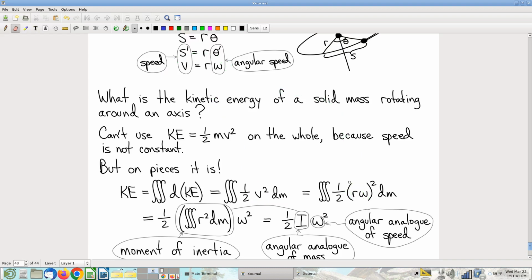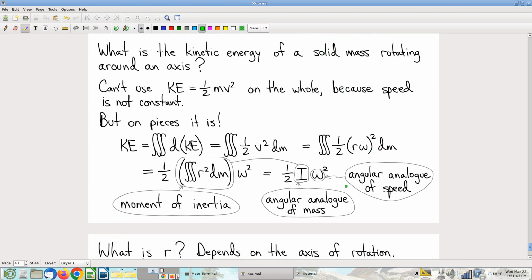And when you have something that's rotating around an axis, the angular speed is a constant. That's why the mass doesn't break apart. Everything's kind of going around at the same rate. 2 pi per period is the angular speed for everything on the solid. So, being as it is a constant, I can factor it out, like I've done there, and that leaves me then with this expression. Now, what am I going to do with this expression?